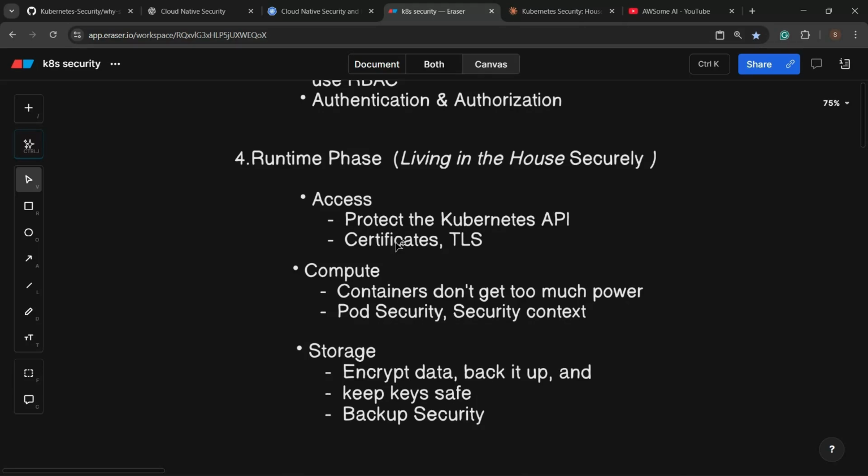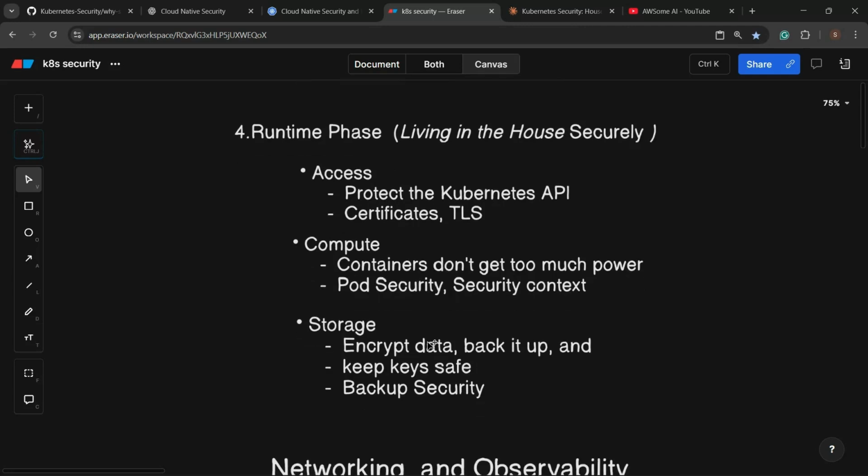The next is compute. What do I mean by compute? Whenever you run your application, containers run inside the pod, and by default, when the container is running, it runs with root privileges. It runs as a root user, which has too much power, which should not be given unless it is necessary. So for that, we can use pod security or security context by explicitly defining that the container should run as a specific user.